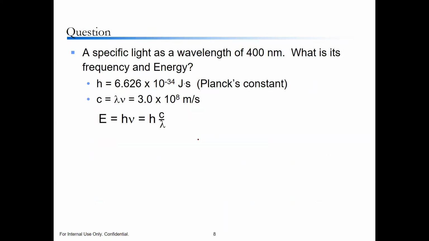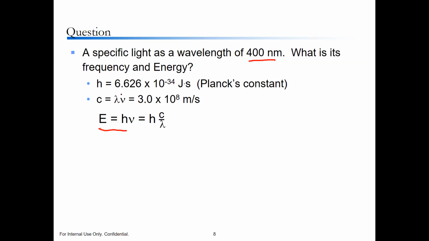Let's look at this one. Let's see how much time we have left. So the wavelength of light is 400 nanometers. What is its frequency and energy? Oh, okay. E equals H nu. What is its frequency? And what is its energy?